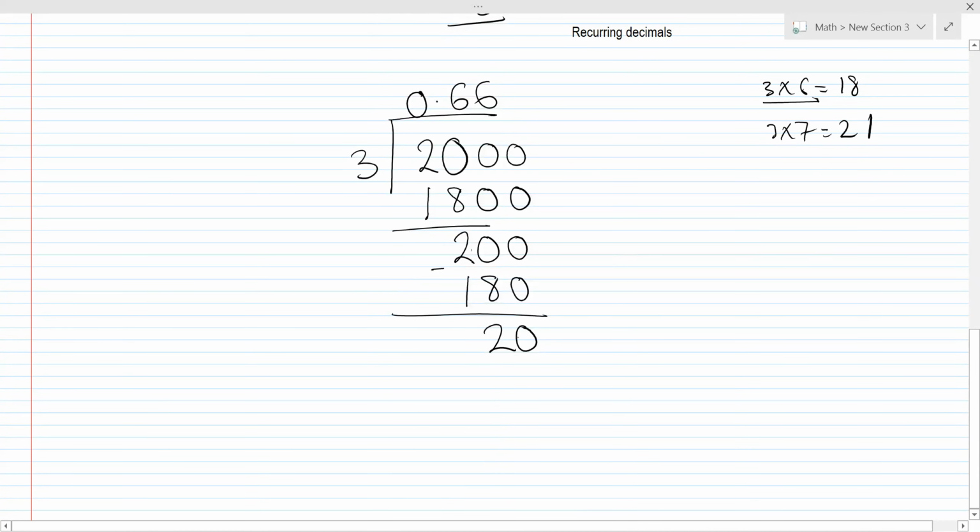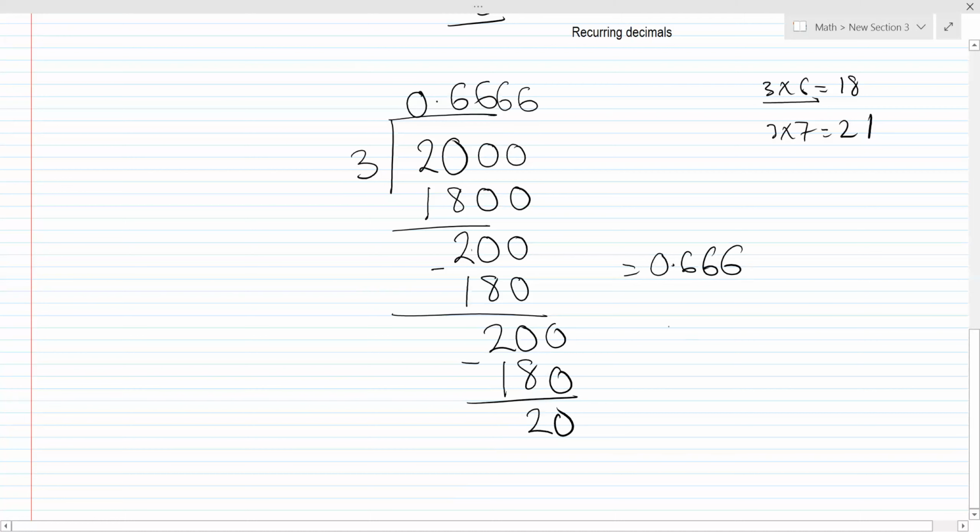Okay, so can 3 go into 20? Yes, 6 times. You can see we're getting 6, 6, 6, 6 repeatedly. 6 times 3 will be 18. 20 minus 18 will be 2. We're going to get the same thing. We're going to add a 0 here, 0 here, and we're going to get 6 again. So we're just going to get 0.6666 repeatedly.